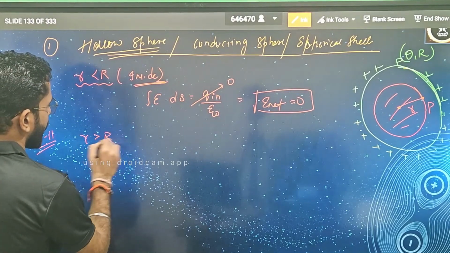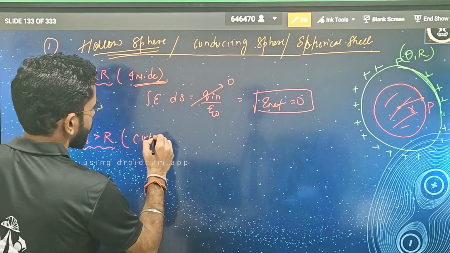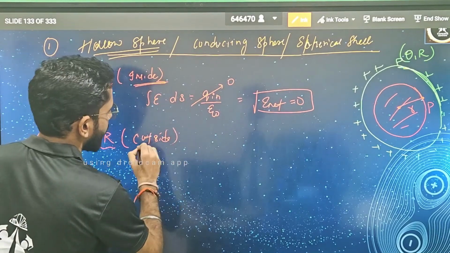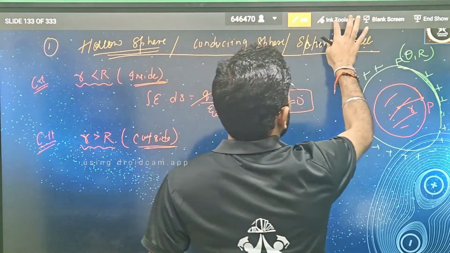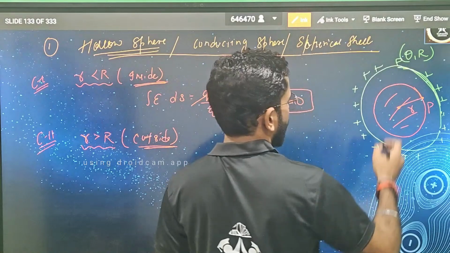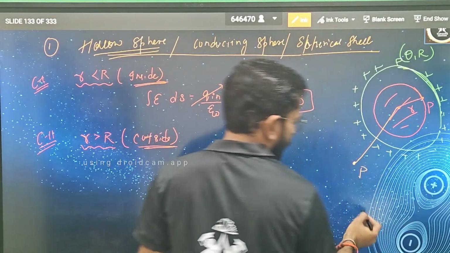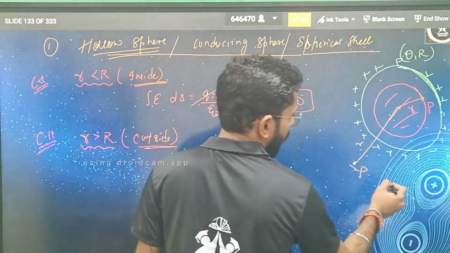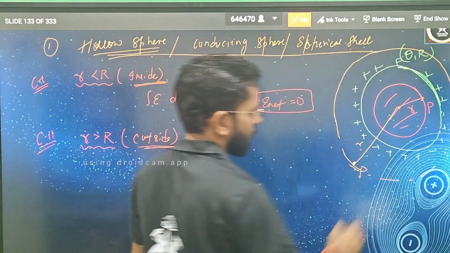R greater than capital R, that is for outside point. For outside point, what will be happening? That will be interesting. Let's firstly draw a separate diagram for that. Let's draw it for outside point. I want again electric field at some point P at a distance r, and let's draw the Gaussian surface. This is the second Gaussian surface that I am drawing.